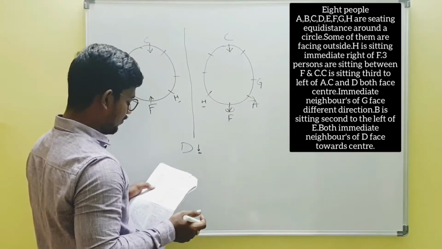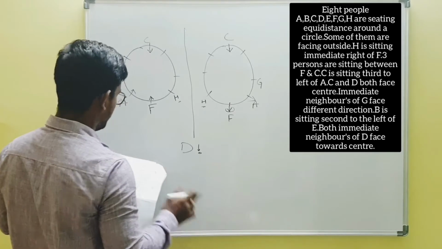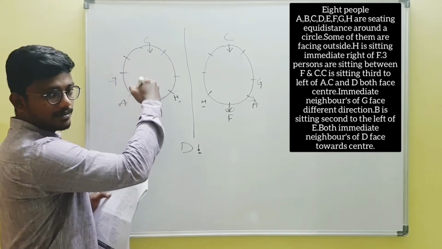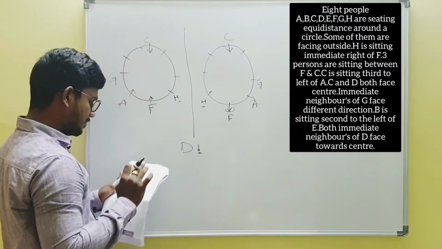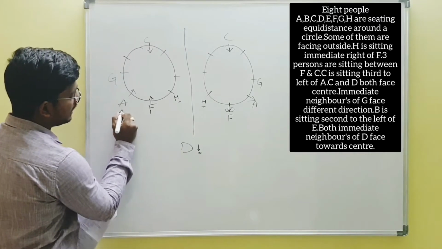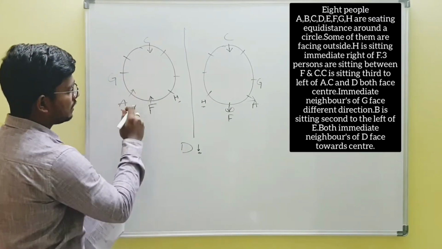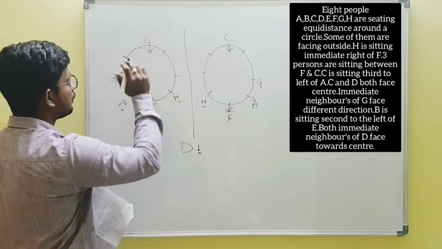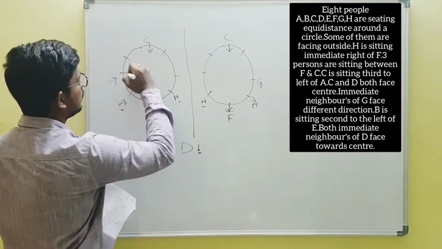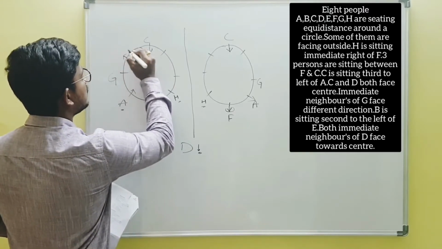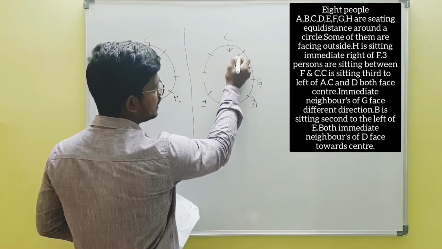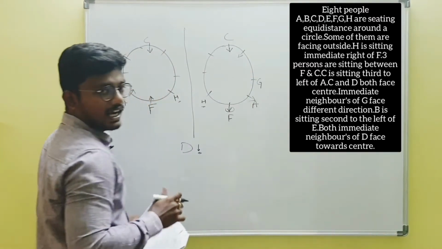Immediate neighbors of G face different direction. See, here it is given that immediate neighbors means the immediate left and immediate right neighbors of G. So immediate neighbors of G face different direction. Here we already know the direction of A, so if we take the direction opposite to A, then it will be verified. As A is facing inside, I am taking immediate neighbor of G as outside. In this case A is facing outside, so immediate neighbor of G will be facing inside, as those both are facing different directions.